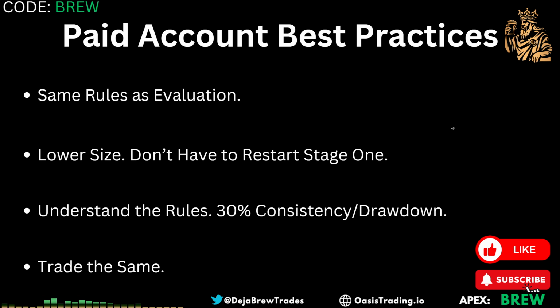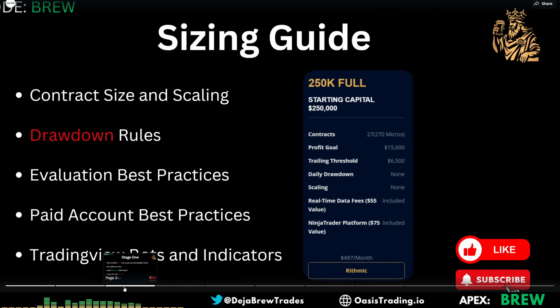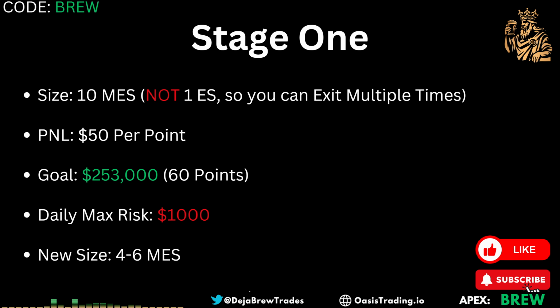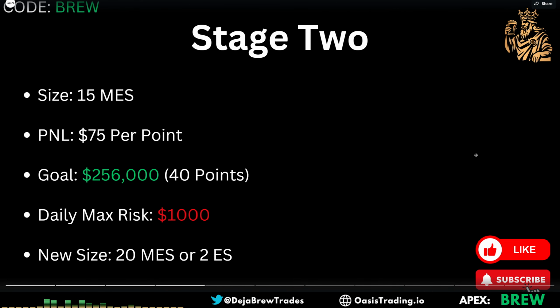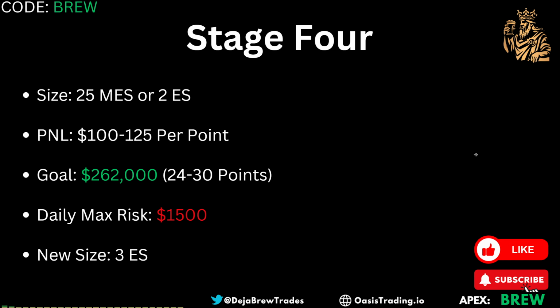Okay. Paid account best practices. Basically the same thing that we just said on evaluation. One of the key things I want to talk about on the paid accounts is you should be lowering your size. Okay. So in this evaluation step, we start out at around 10 micros, right? And then we build our way up and we slowly increase our size until we get to about 3 ES.